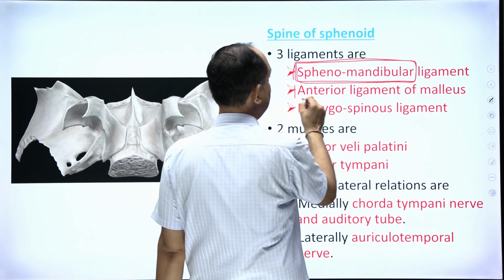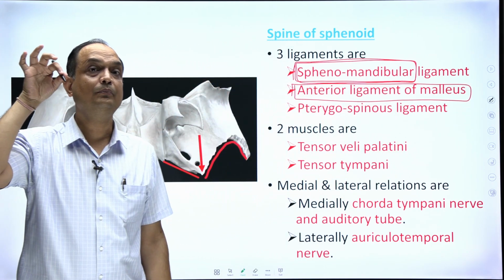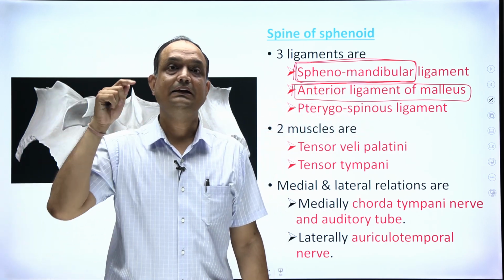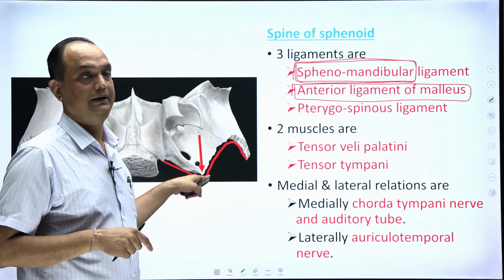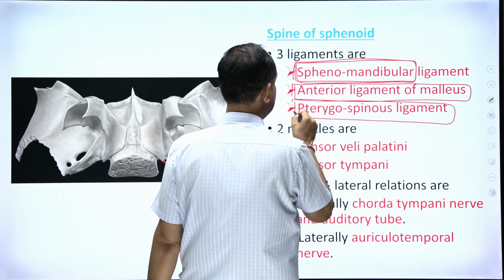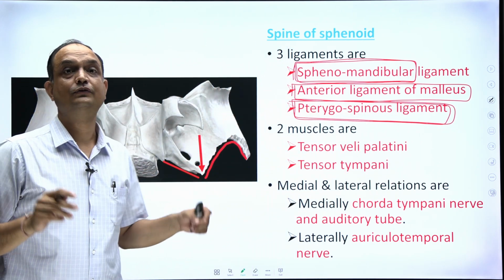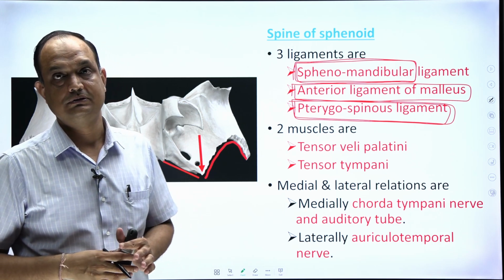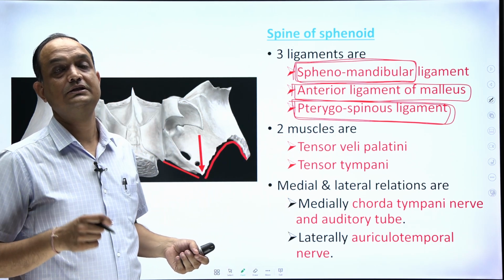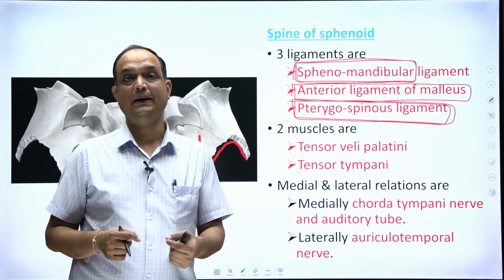Then there is the anterior ligament of malleus. This ligament comes out from the middle ear cavity, because malleus is a bone in the middle ear, and this ligament reaches up to the spine. Then you have the pterygospinous ligament, a connection between the spine of sphenoid and the pterygoid process. Clear? Now there are two muscles related to this: one is tensor veli palatini and second is tensor tympani.